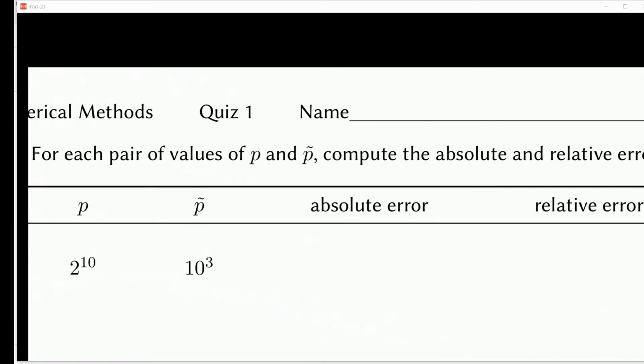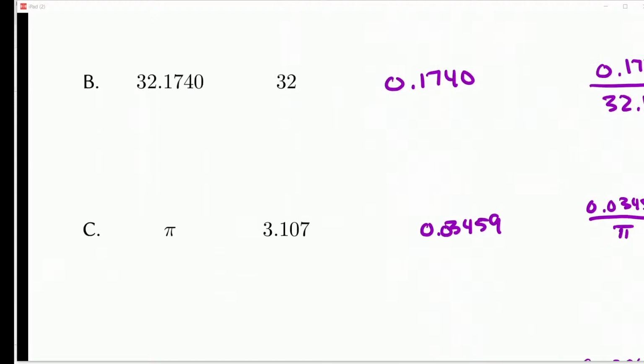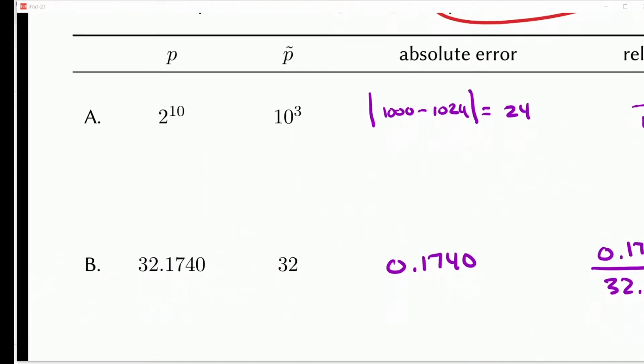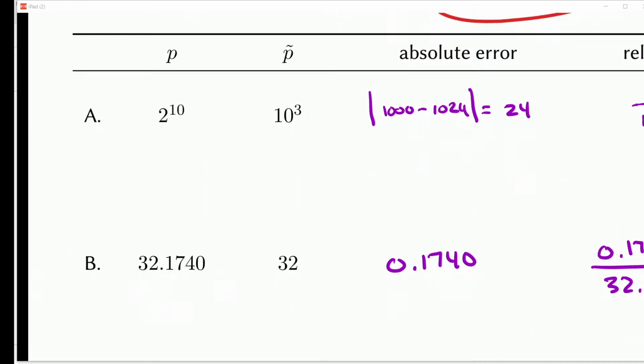Well, we're doing absolute value, so it doesn't matter. Yeah, it's irrelevant, because you do the absolute value and it gets rid of any plus or minus.